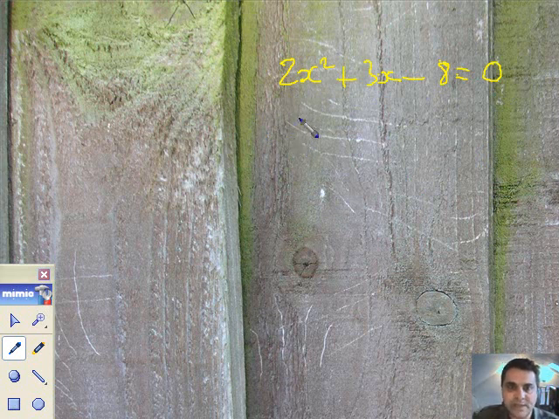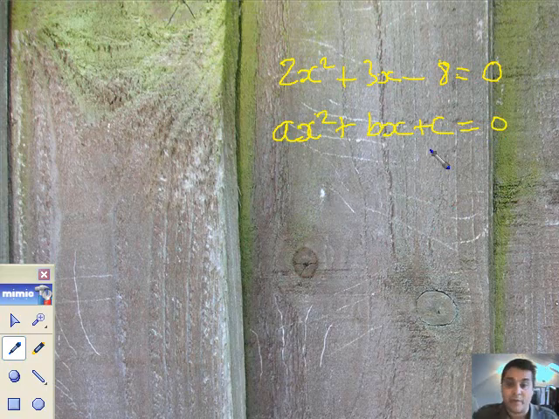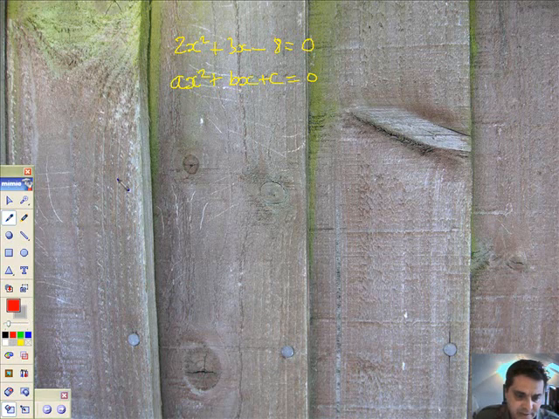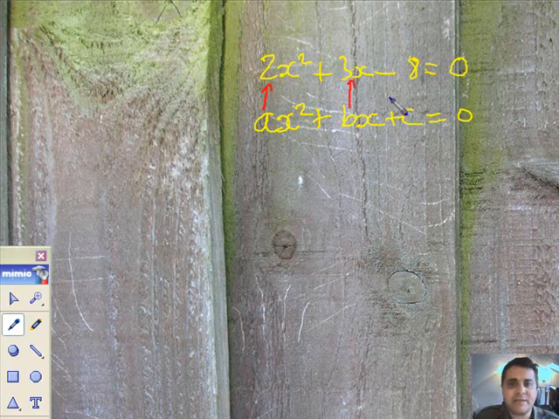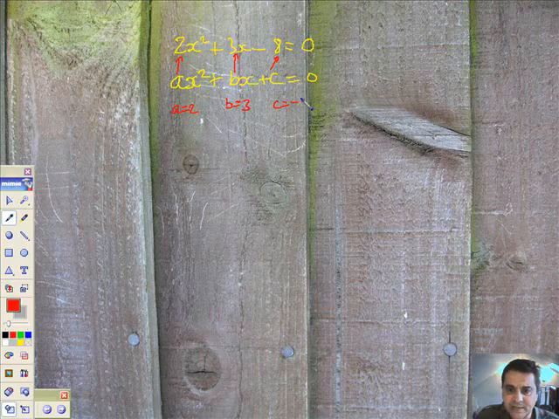All quadratics will form a general equation of this kind of form: ax squared plus bx plus c. That can't be solved, there's no numbers there obviously, but what I want to show you is that the a relates to the number in front of the x squared, the b relates to the number right in front of the x, and the c relates to the number after the x's. So here we have, for example, a is 2, b is 3, and c is, be careful, minus 8. Not c is 8, c is minus 8.